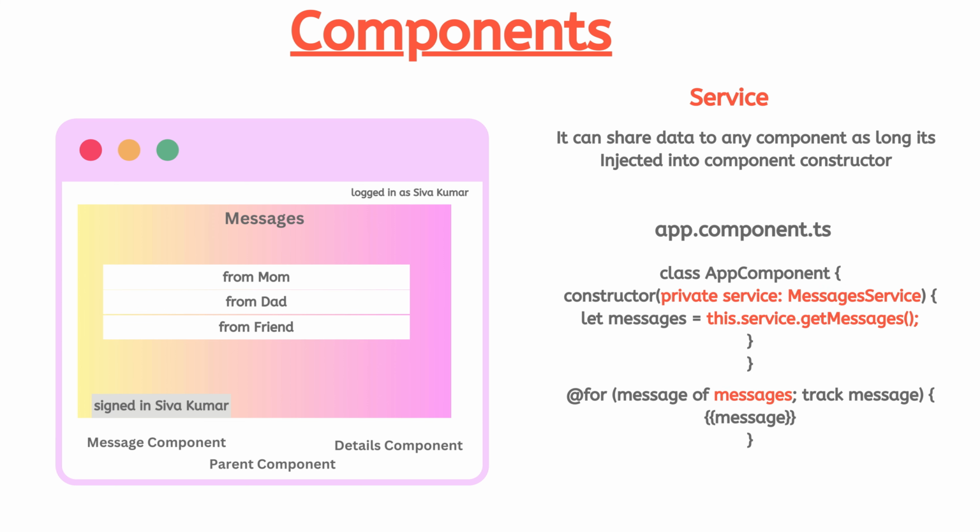If you see in this app component, within the constructor we added private service: MessageService. So this is a service we injected into the constructor, and once you inject it, you can directly use it by its name, like this.service.getMessages. Whatever methods are part of the service can be directly used, and we can get hold of the data. The same message service can be injected into any component, because it is a service. So this is one more way of sharing data between components.